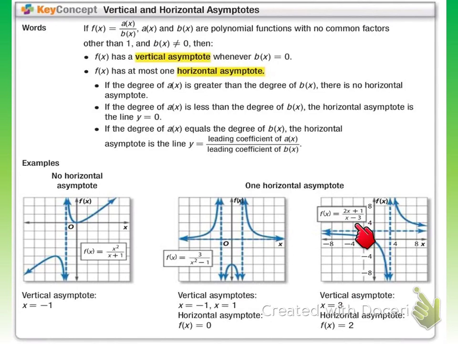Case 3, let's see, what is it? 2x plus 1 over x minus 3. The denominator would give you the vertical asymptote of 3. And since the degrees are equal, it becomes a ratio of your leading coefficients, top over bottom. The leading coefficient of the numerator is 2. The leading coefficient of your denominator is 1. So your horizontal asymptote is the line y equals 2 over 1, which is 2. Hence why the asymptote is right there.